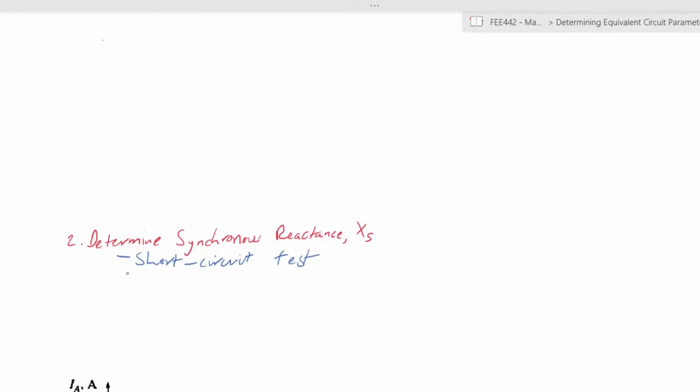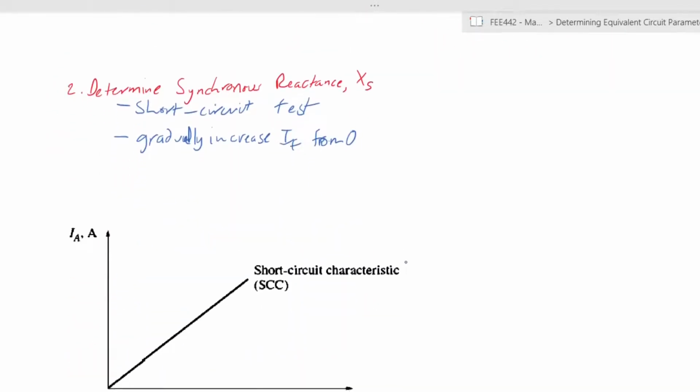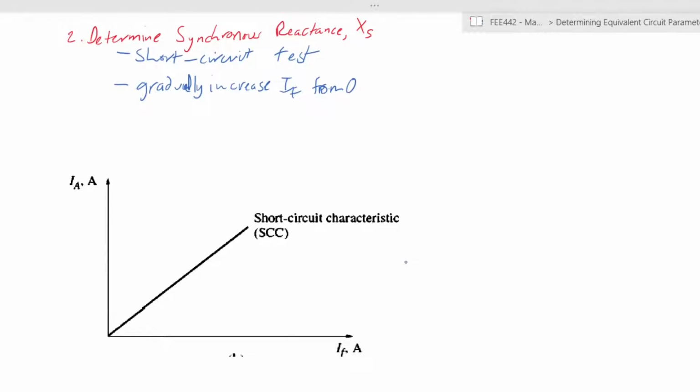Short-circuit those. Once again, we gradually increase the field current from 0 to an acceptable maximum rated current. And that would give you a characteristic that looks like this. So you have on this axis your field current, which you start at 0 and you go increasing until you reach a maximum or rated current.